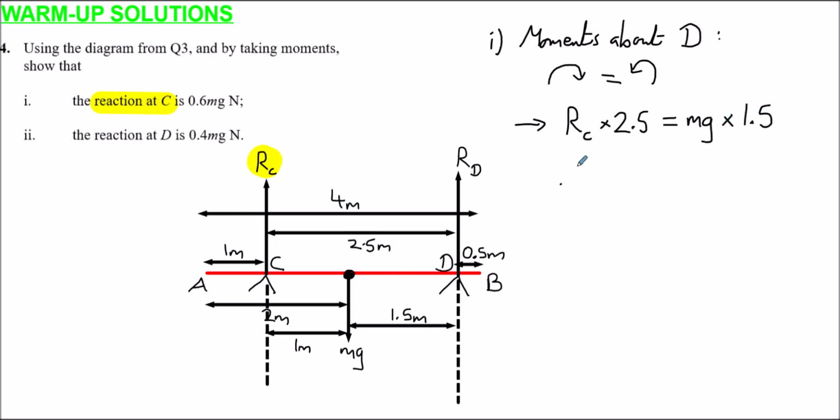Okay, so we can simply rearrange this to get RC. So RC is going to be 1.5 mg divided by 2.5. You can try this on your calculator if you'd like, but essentially 1.5 divided by 2.5 gives us 0.6. So this simplifies to 0.6 mg newtons. And that's what we wanted to show. So the reaction at C is 0.6 mg newtons.